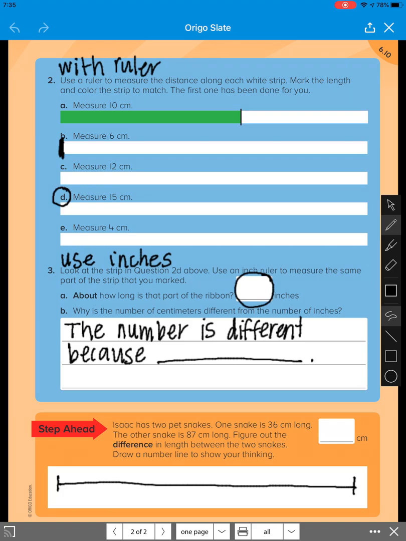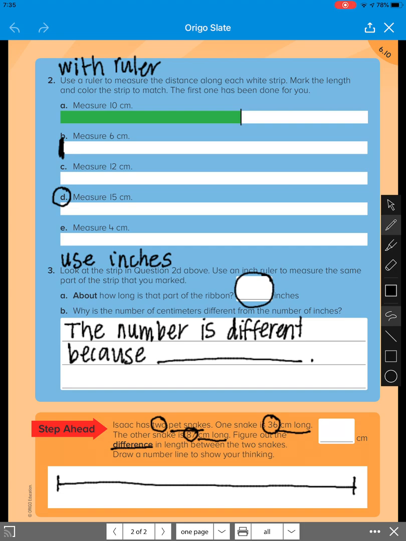And I need to figure out what numbers I'm using. So I'm going to go back through and read what I need. It says Isaac has 2 pet snakes. One snake is 36 centimeters long. The other snake is 87 centimeters long. Figure out the difference in length between the 2 snakes. Okay, so I know that I'm going to be looking at numbers 36 through 87.